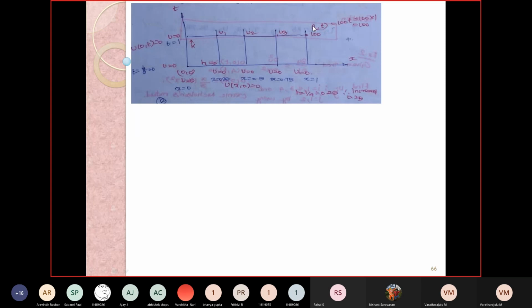And u(1,t) is equal to 100t. Here, instead of t, I am applying 1, and we will get 100. This is 100. This is 100. And with this we can get the results.